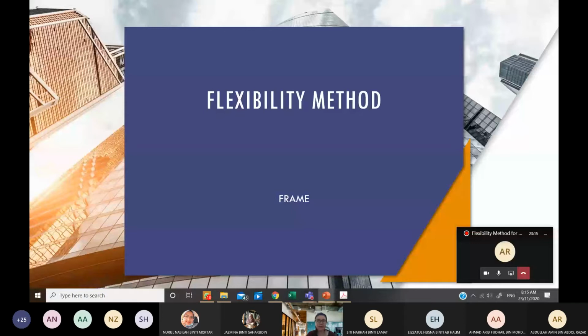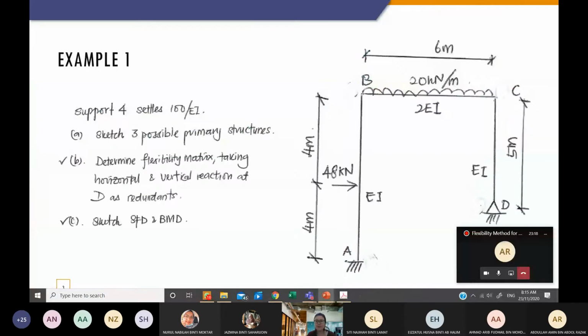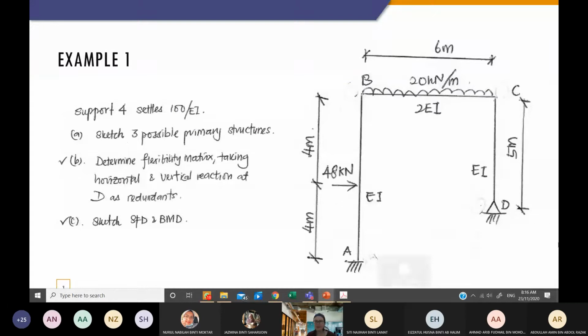This is a very typical frame, okay? But unusual because the support is at a different level. But we are going to try it, okay? So this is an indeterminate system. So maybe we can start with determining how many redundants are in this structure. Okay, so what should we do?